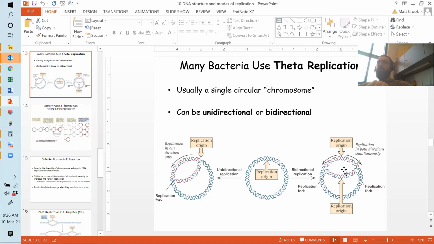Whereas with bidirectional replication, when you open this bubble up, you don't just have a replication fork going one way, you also have a replication fork going around the other way too. So it starts here and goes round until those replication forks meet at the other side.